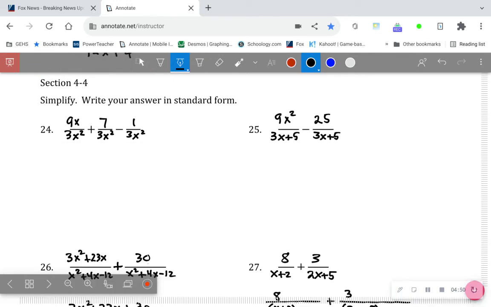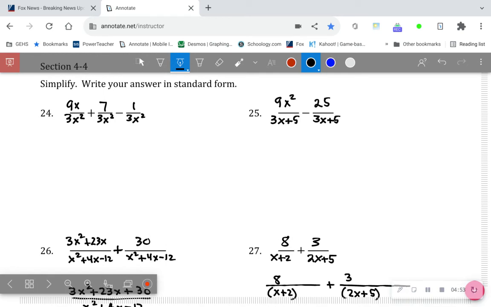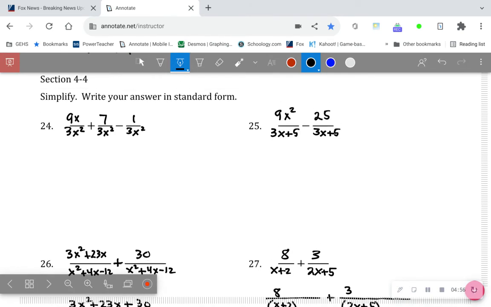Okay, problems 24 through 27 here involve adding and subtracting. And if we're lucky, like these first few problems, they give us a common denominator, matching denominator. When that's the case, you just copy that common denominator again and add the tops. So we have 9x plus 6 here, the 6 coming from 7 minus 1. Now there is a common factor, so we're going to simplify here. The 3's cancel and you get 3x plus 2 over x squared.